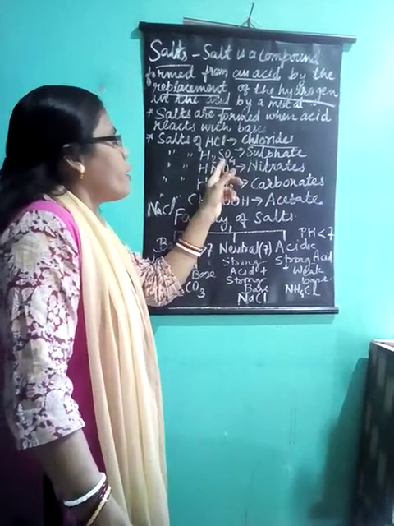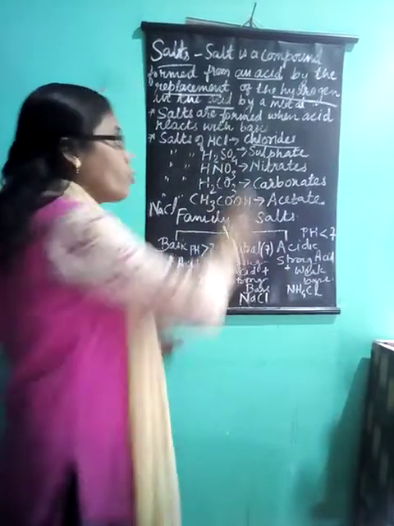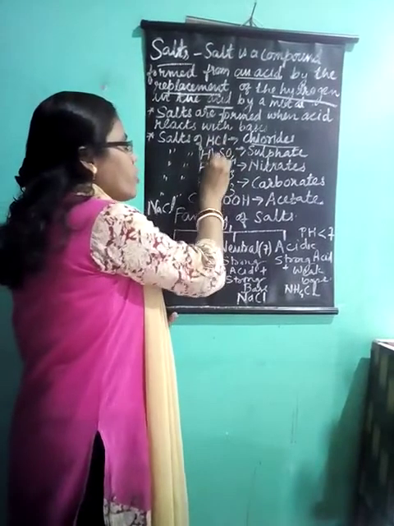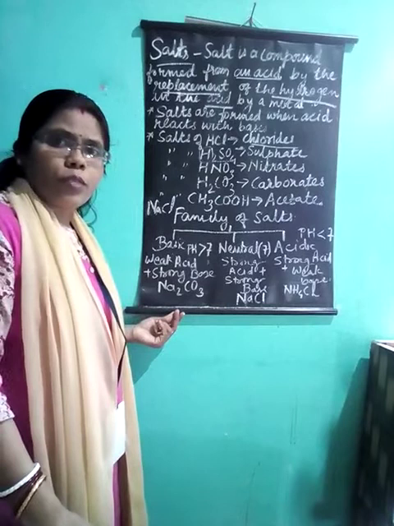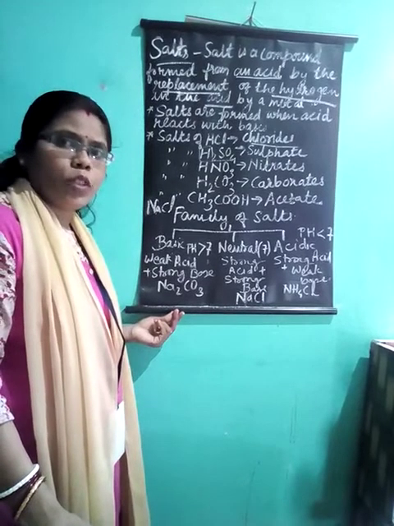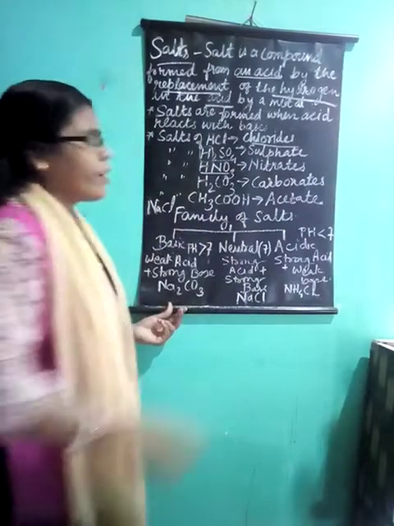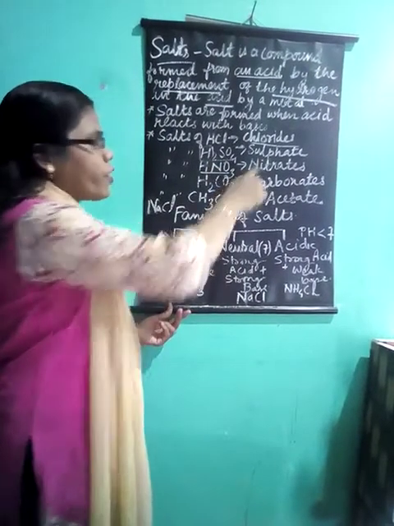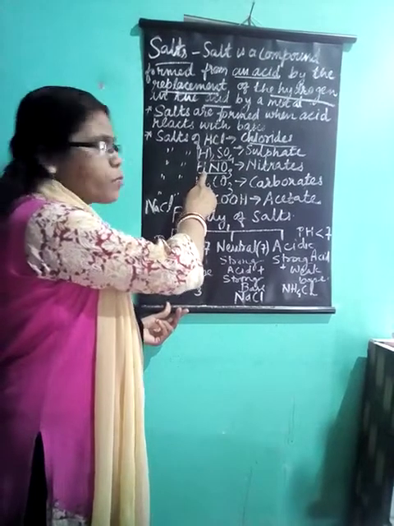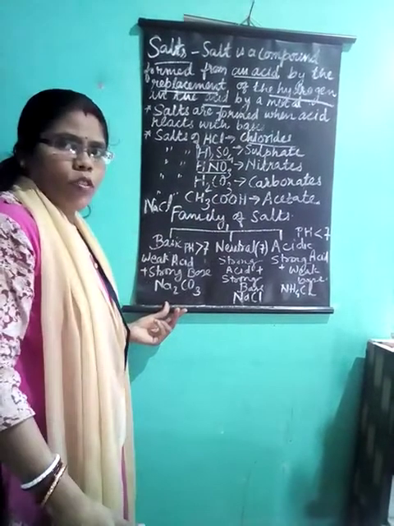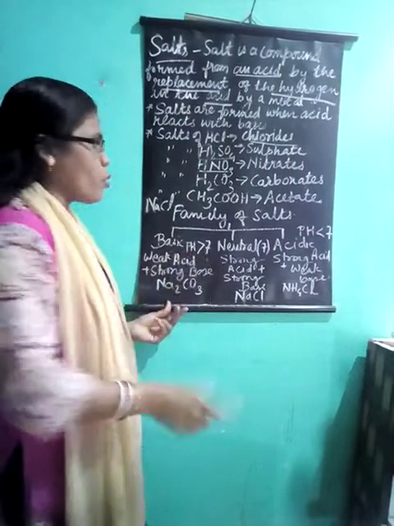Now if the hydrogen replaced is from sulfuric acid, H2SO4, it is called a sulfate. Sodium sulfate, potassium sulfate, calcium sulfate, magnesium sulfate, ammonium sulfate. All these are sulfates. Now this is nitric acid, HNO3. Here hydrogen is replaced and nitrates are formed: sodium nitrate, potassium nitrate, calcium nitrate. By replacing hydrogen of nitric acid with a metal, nitrates are formed.